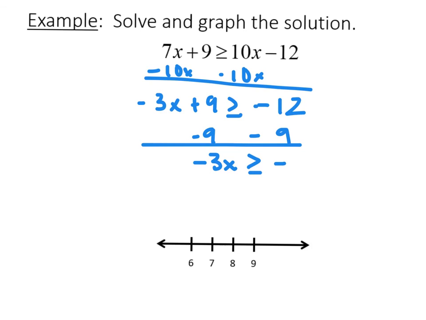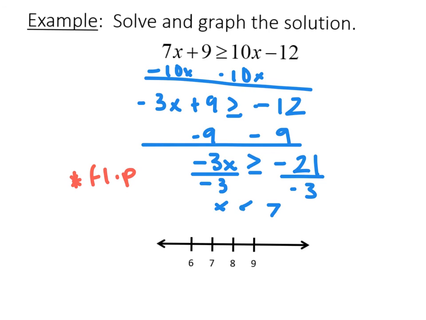Now the last step is I have to undo that negative 3 in front of the x. So I'm going to undo that multiplication by dividing both sides by negative 3. But again, remember, because we're dividing by a negative, you have to flip the inequality symbol. So it will become x, negative 21 divided by negative 3 is positive 7. And I flip my inequality symbol to open to the right.